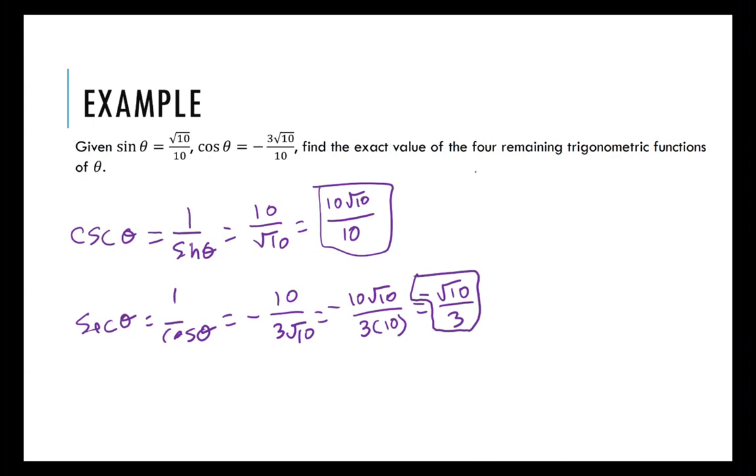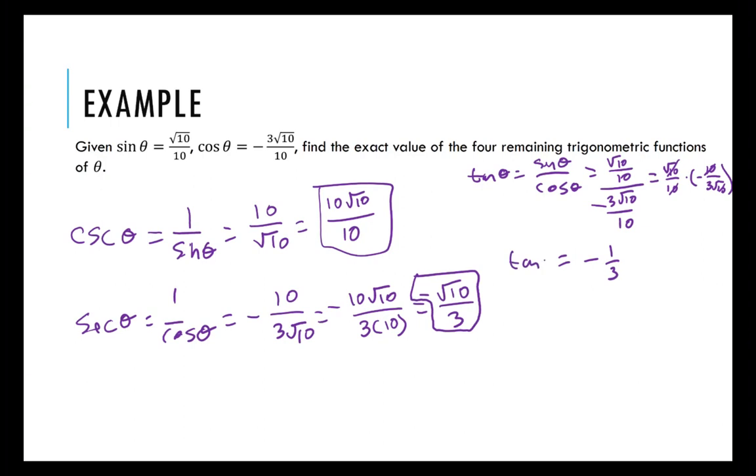Well, then how can we find tangent? Since tangent of theta is the same thing as sine of theta over cosine of theta, that's going to be root 10 over 10 divided by negative 3 root 10 over 10, which then becomes fraction multiplication, which is root 10 over 10 times negative 10 over 3 root 10. Root 10 divided by root 10 is 1, 10 divided by 10 is 1, and we're left with negative 1/3, and so that is tangent of theta.